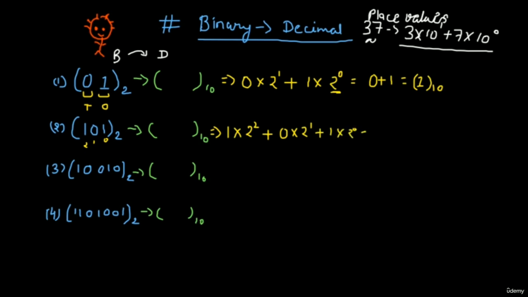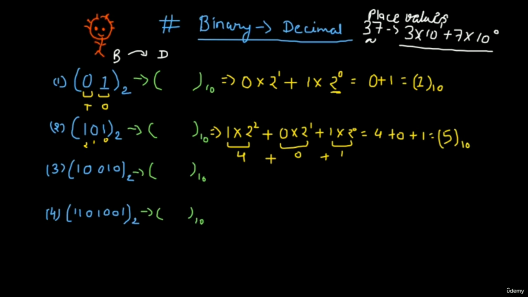Now on solving you get 4 plus 0 plus 1. Remember 2 to the power 0 is 1, and this will get 0, and 2 to the power 2 is 4. 4 multiply 1 is 4. So we get 4 plus 0 plus 1. That means our answer is, yes, you are right, it's 5. So we have solved the second one too.